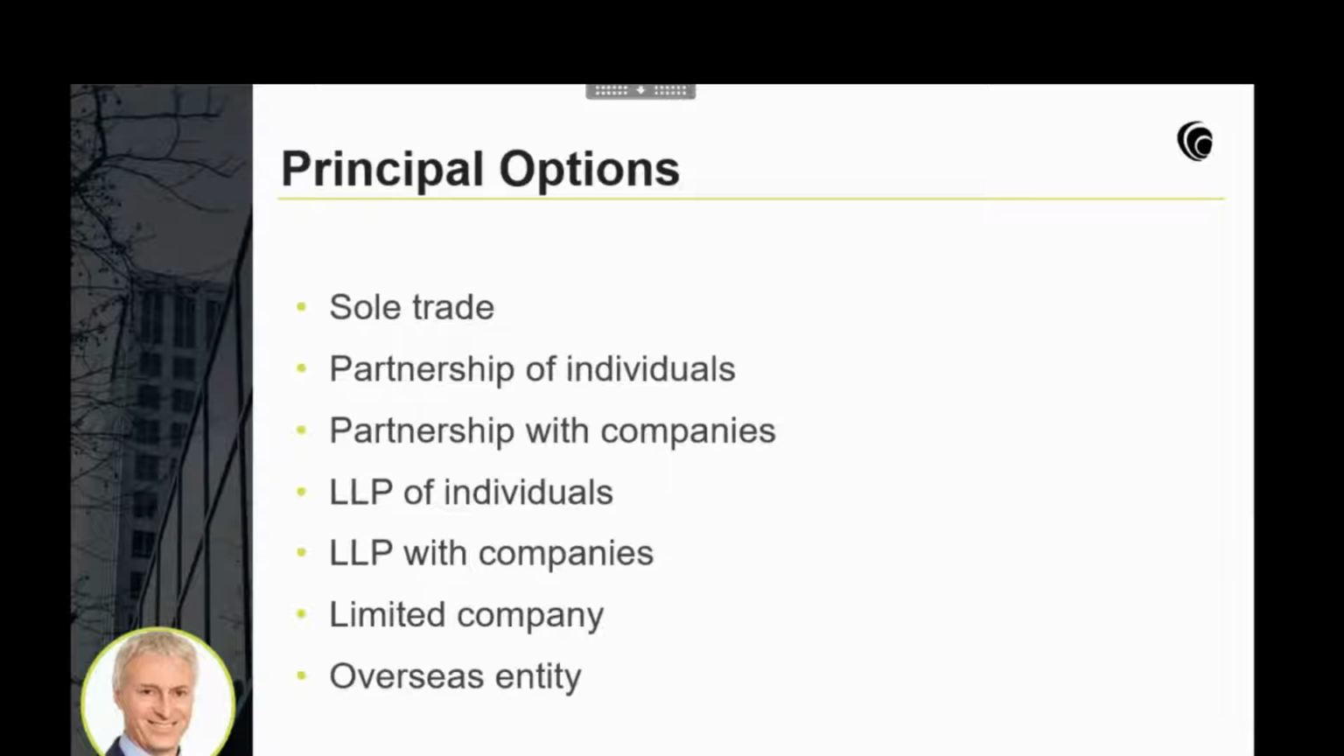And I've mentioned overseas entity because at some point you may have expanded to the point where you want to go overseas, and then you're looking at how you might do that. So we'll very, very briefly look at that too.